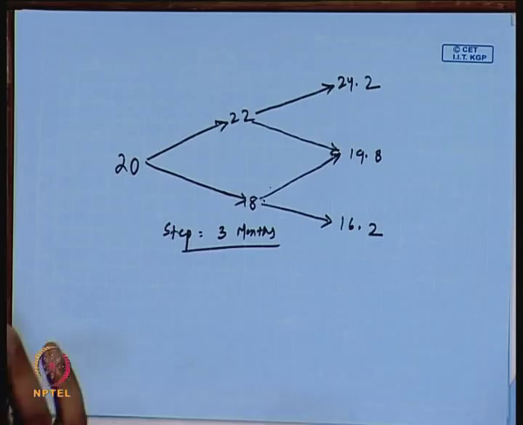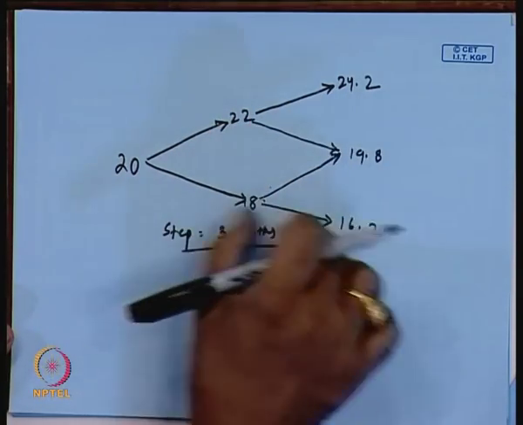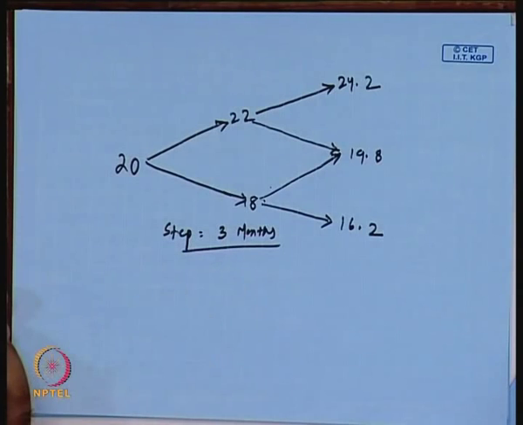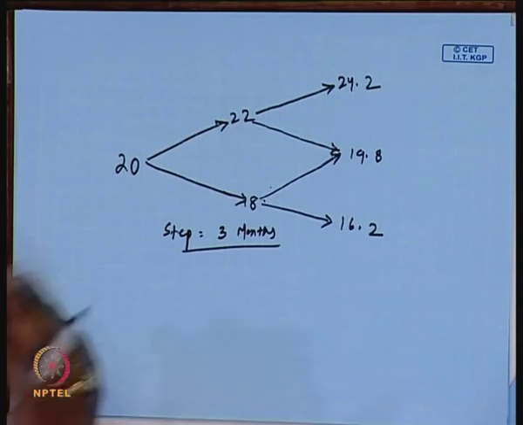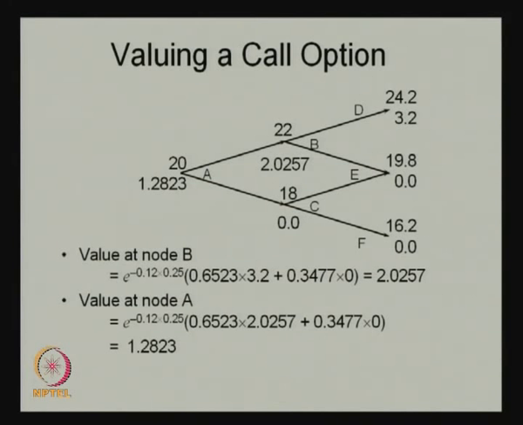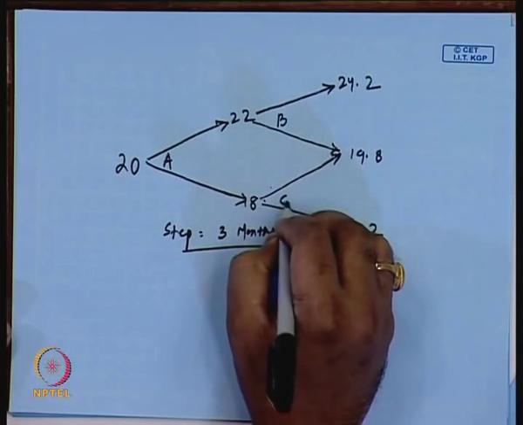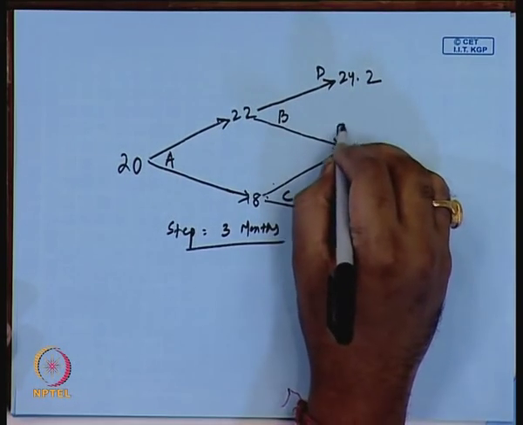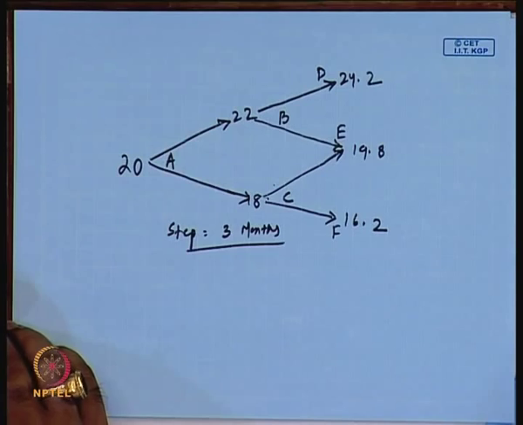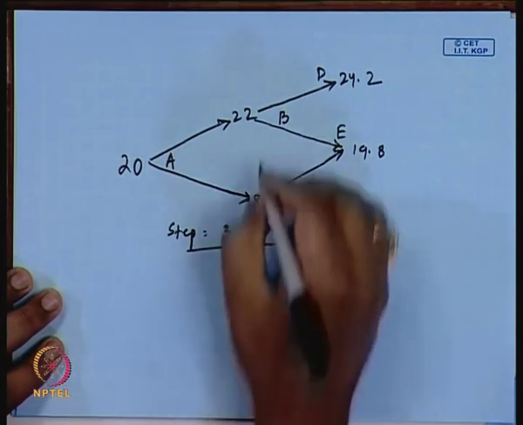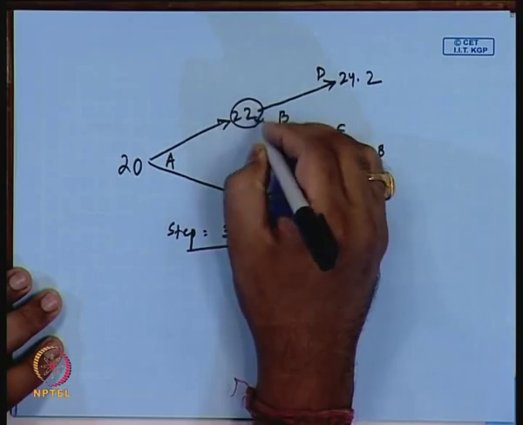So, there are different nodes, as we can see from this, and from there we have to find the valuation. Let us take the valuation of a call option. The value at node B, we go back taking into account the same probability. This is A, this is B, this is C, this is D, this is E, this is F.